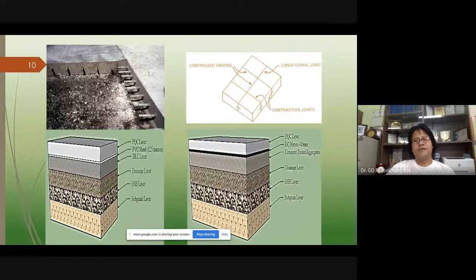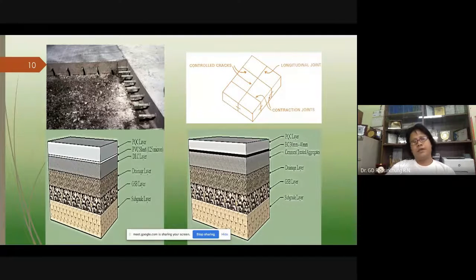So CBR of soil is considered because it is easy to determine the soil supporting value, and from there we can convert it into the equivalent K value. So now in case of rigid pavement, K value is important, and based on the K value and for the given axle loads, we have to design the pavement slab.